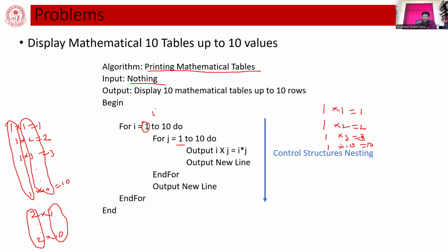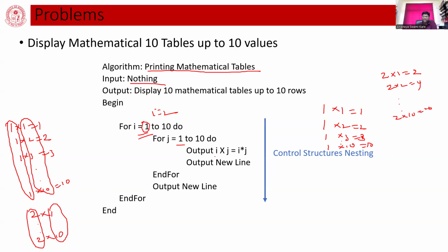Once this one iteration of j is over, it goes to the outer loop and i becomes 2. Then the innermost repetitive statements will again be executed from j value equal to 1. So what happens? 2 into 1 equal to 2, 2 into 2 equal to 4, and so on, 2 into 10 equal to 20. Again, i becomes 3, then the 3 table will be displayed. i becomes 4, the 4 table will be displayed. So for each i value, one mathematical table will be displayed.